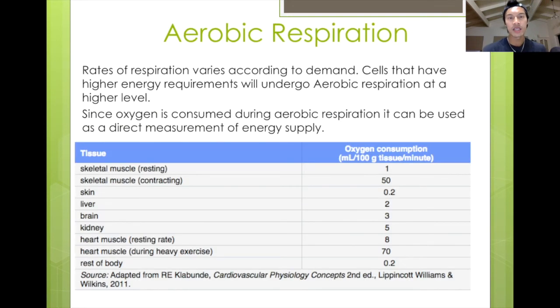Now rates of respiration actually vary according to demand. Cells that have a high energy requirement will therefore need to undergo aerobic respiration at a higher level. And since oxygen is one of the ingredients that goes into it, you can measure the rate of respiration in an organism or in a particular cell based on the amount of oxygen that is being consumed in the process. So here's a table showing the various tissues and organs in your body and the amount of oxygen that they will consume.